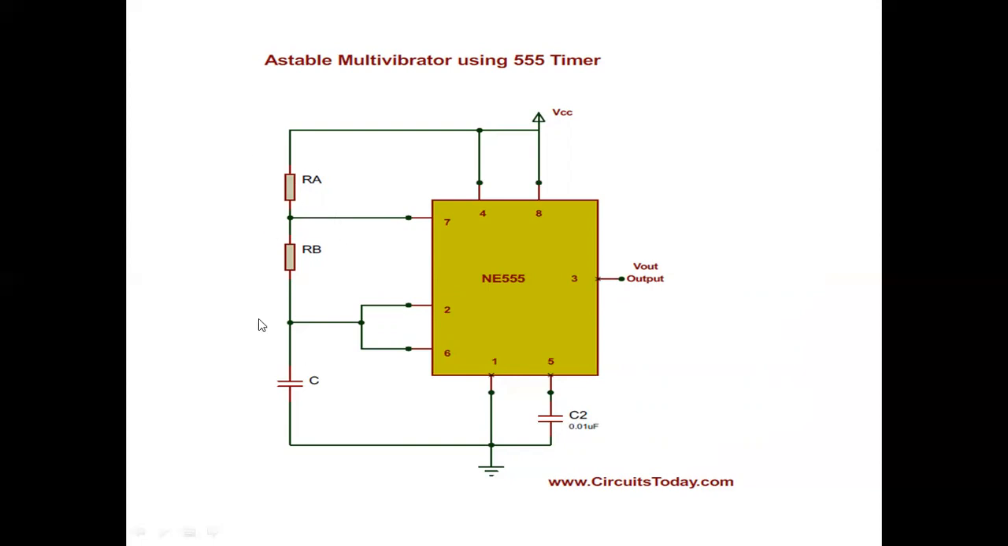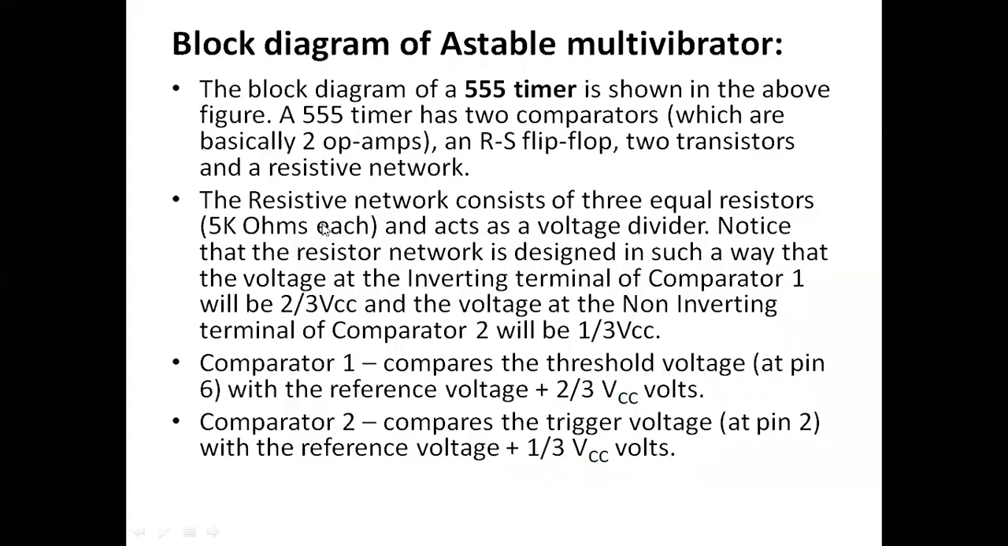Depending on the values of these components, we can get the output waveforms, the on and off times of the output waveforms. So normally we know the block diagram consists of 2 comparators, 1 voltage divider network, 1 SR flip-flop, 2 transistors, and 1 inverter. The resistor network consists of 3 equal resistors and acts as a voltage divider. 3 equal resistors means we are using 5 kilo ohm resistors each.